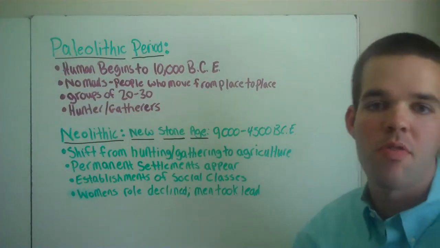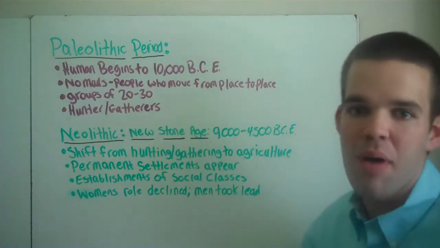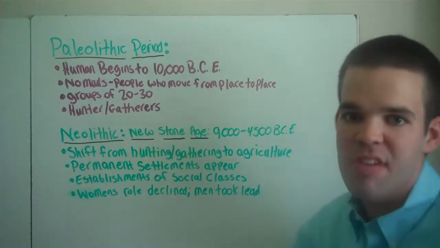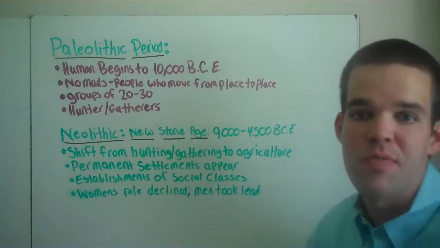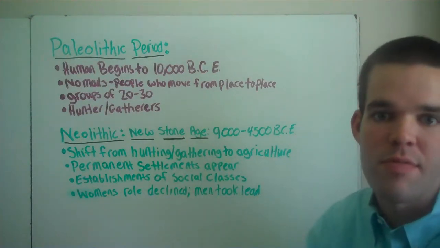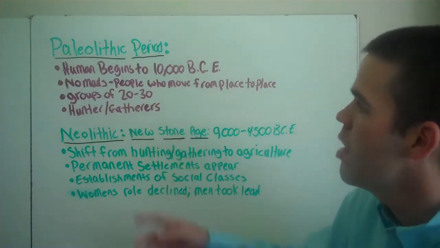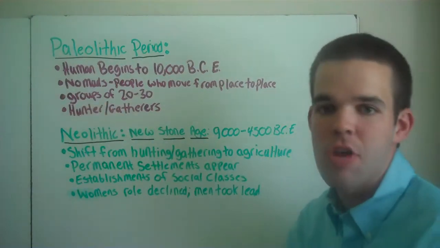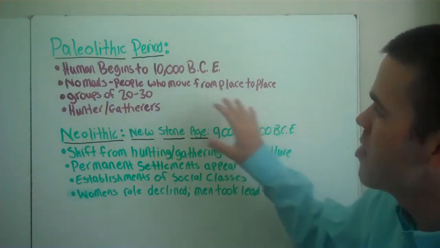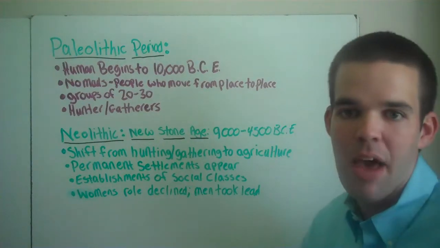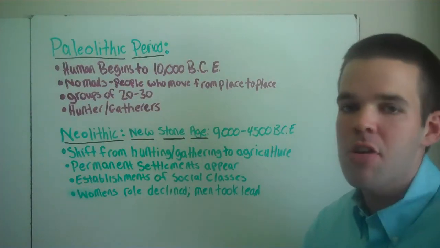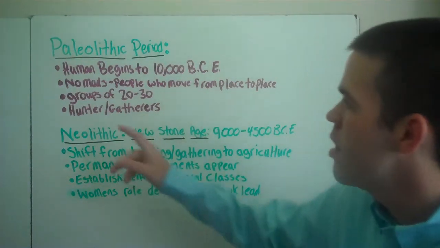Nomads were people who moved from place to place when their food supply ran out, when the weather got so bad that they had to move, or when another group tried to invade and they had to leave to try to get away from that group. They moved in groups of 20 to 30 people. They stayed together. If one person wanted to move, it didn't happen that way. Everybody moved together or no one moved at all.